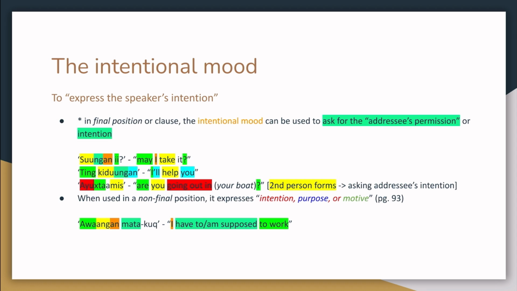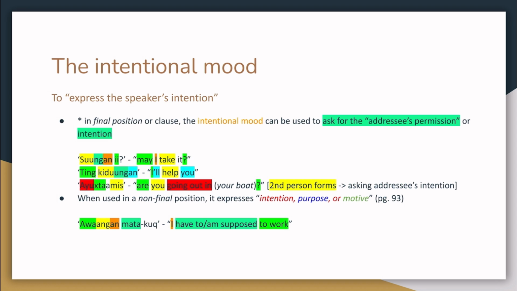So, for example, su means take. This makes it a may I, and then on is I, and e is an interrogative. So may I take it? And then ting kidungan, I'll help you. Are you going out? Are you tamis? Are you going out in your boat? So in this example, you're actually asking the speaker for their intention. So when you're using the second form, tamis, asking if they're going to be going out in their boat. And then these other examples like ting kinungan, you're going to help them.